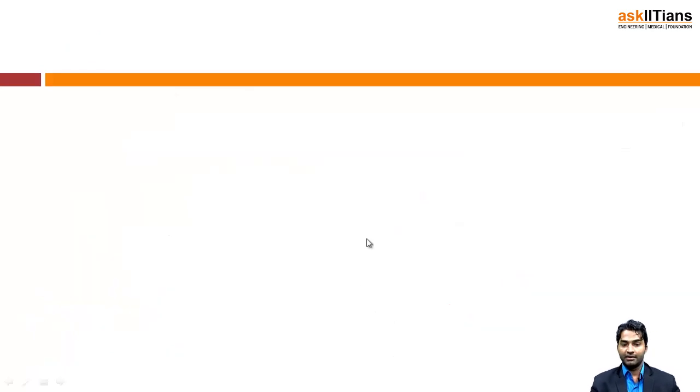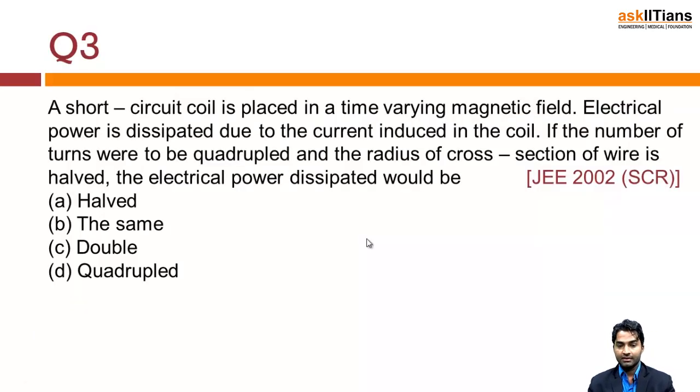Question number 3, we will discuss here that a short circuit coil is placed in a time varying magnetic field. Electrical power is dissipated due to current induced in the coil. If the number of turns were to be quadrupled and the radius of the cross section of the wire is half, then what would the electrical power dissipated be?